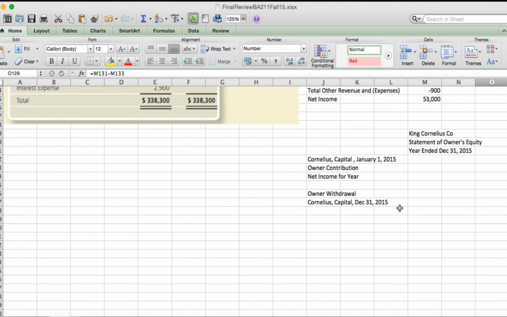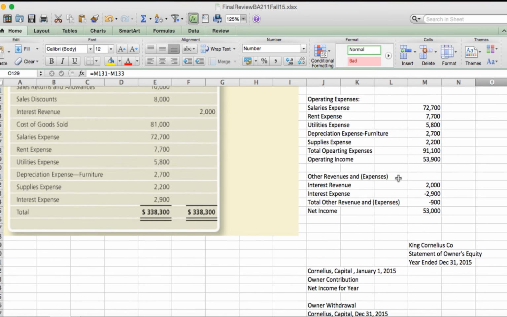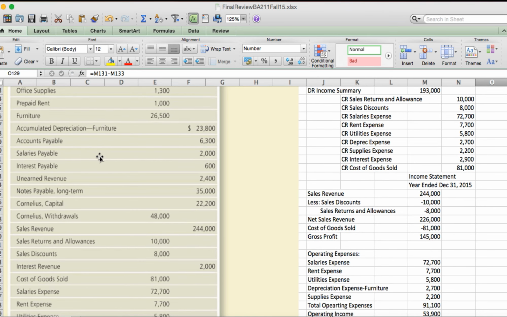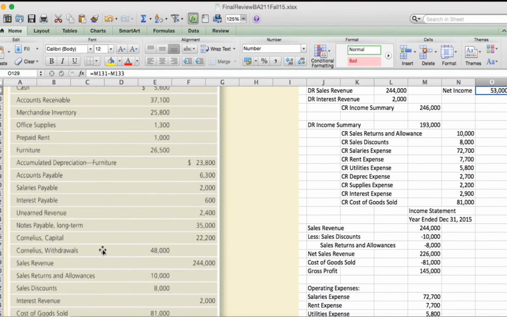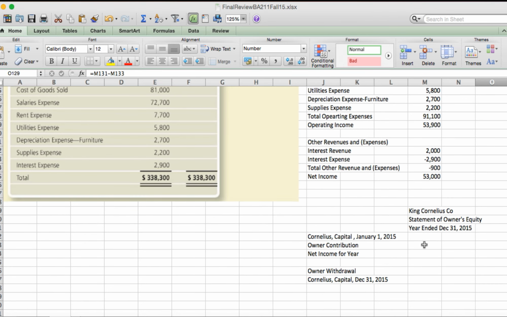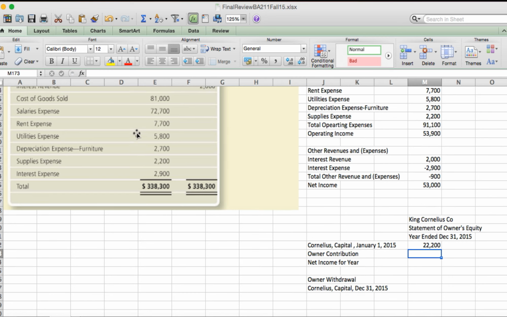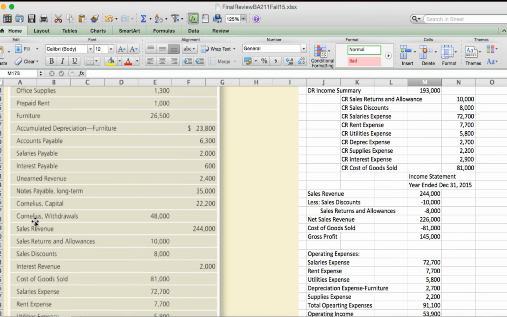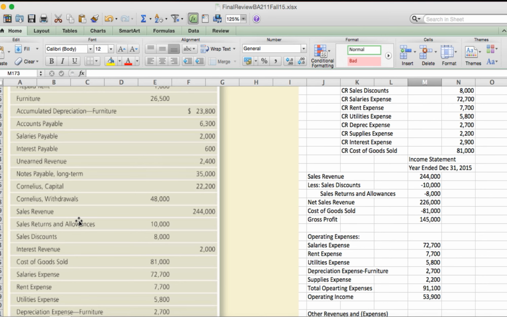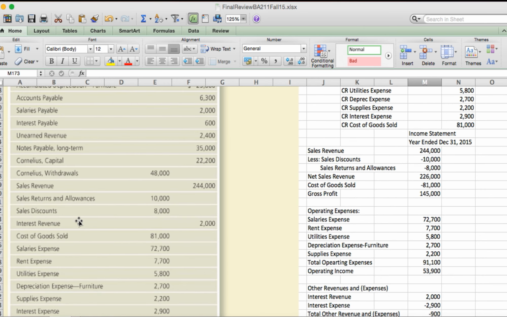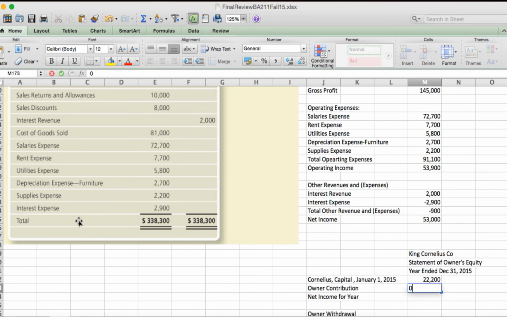Okay, then we have our statement of owner's equity, which basically is going to take what we have on this trial balance, which was the beginning balance of owner's equity. That's $22,200. And we're going to adjust it based on anything that happened during the year. Was there any owner's contributions during the year? Well, let me look at the trial balance. I don't see any owner's contributions during the year. So I'll put a 0 there.